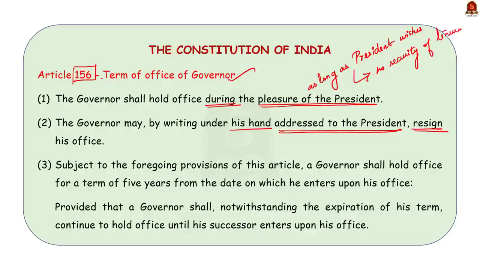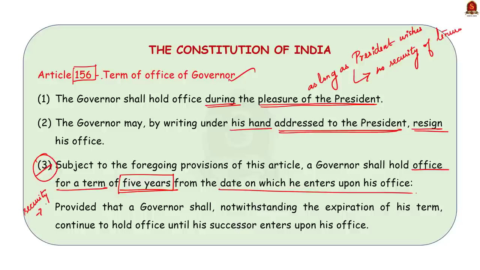Now, coming to Clause 3, it provides for the term of office to governor. It says that a governor shall hold office for a term of 5 years from the date on which he enters upon his office. Now, does this mean Article 156 Clause 3 provides security of tenure to the governor? Actually, no. In general, the governor shall hold office for 5 years as per Article 156, Clause 3. But this 5-year term is subject to the previous provision of Article 156, that is Clause 1. In Clause 1, we saw that governor serves his office during the pleasure of the president. So, there is no security of tenure to the governor.